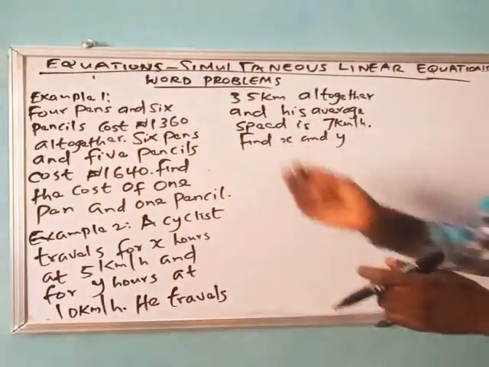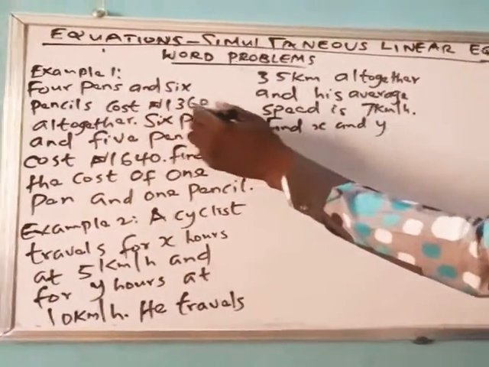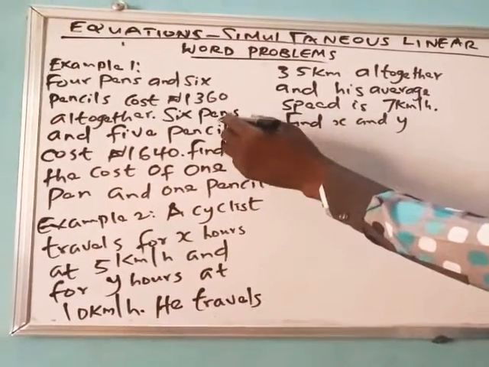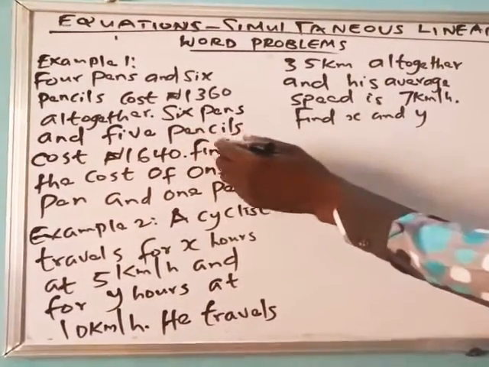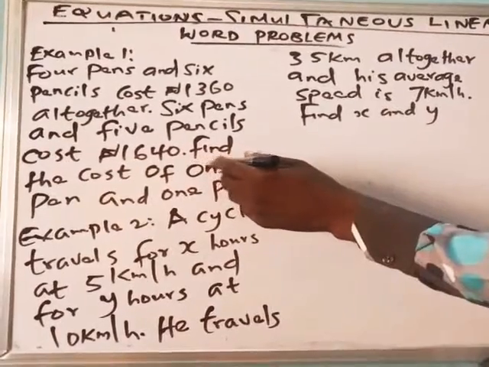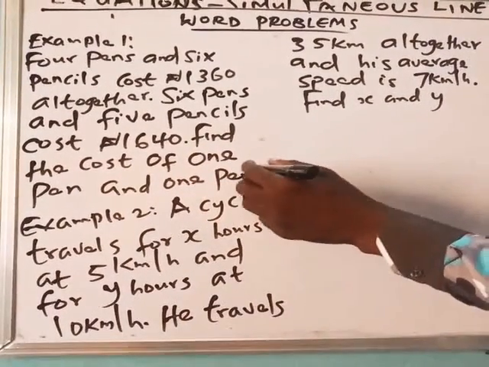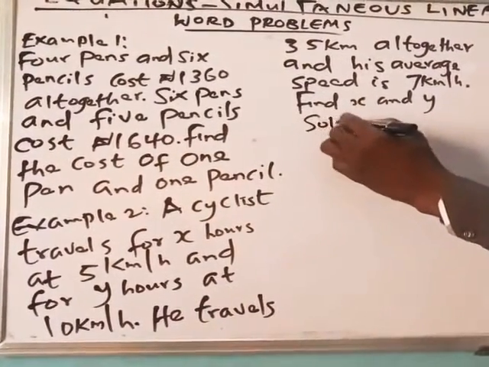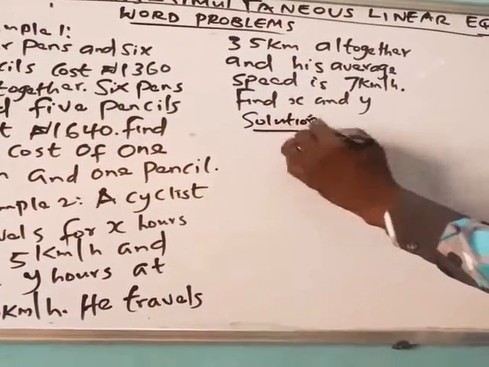Now example 1 says 4 pens and 6 pencils cost 1,360 naira altogether. 6 pens and 5 pencils cost 1,640. Find the cost of 1 pen and 1 pencil. So solution. Find the cost of 1 pen.